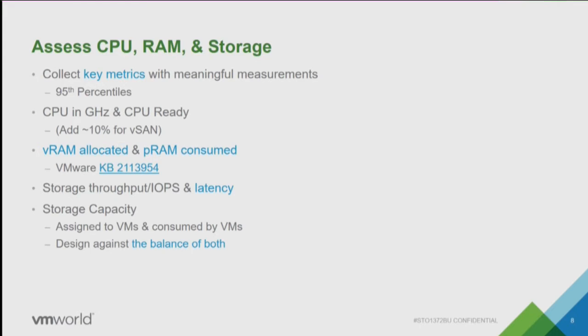Storage capacity. vSAN is thin provisioned by default. Take advantage of that. It's built on commodity hardware. The scale out for all forms that you're going to consume vSAN is very simple. Designed against a balance of what's assigned to your VMs and what your VMs are consuming. That's going to depend on your environment.